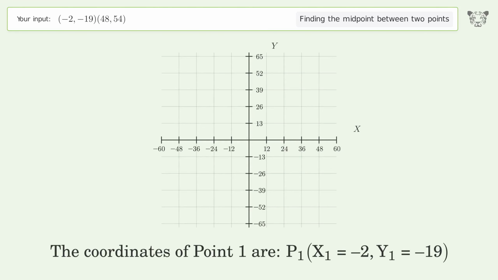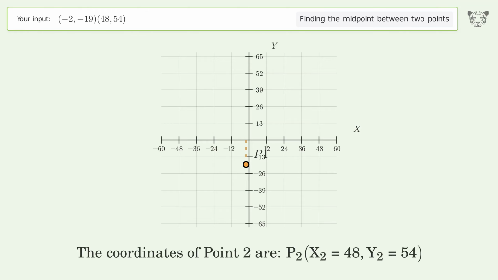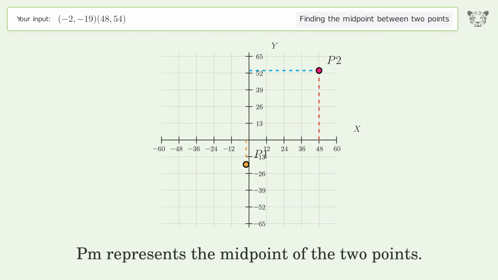The coordinates of point 1 are x1 equals -2, y1 equals -19. The coordinates of point 2 are x2 equals 48, y2 equals 54. PM represents the midpoint of the 2 points.